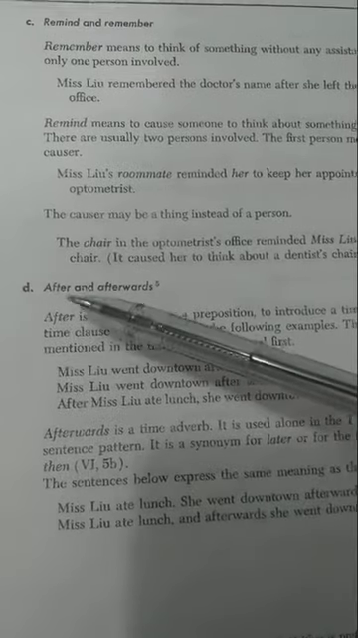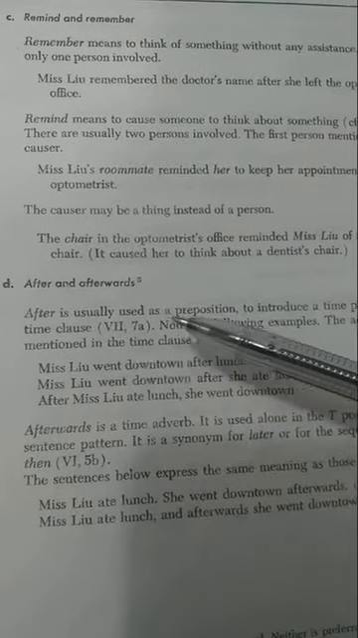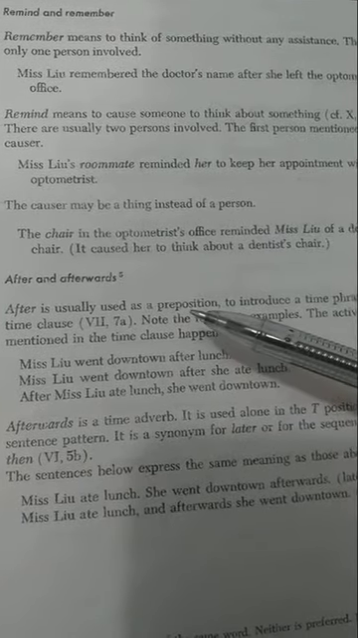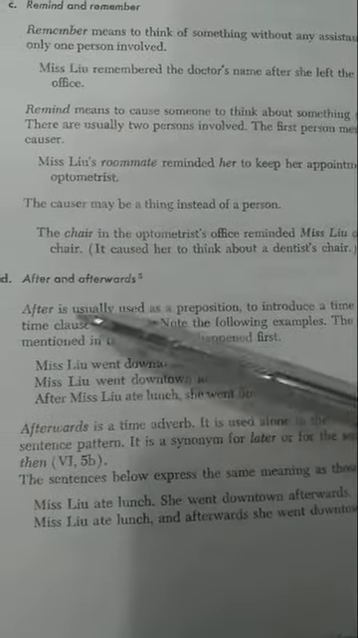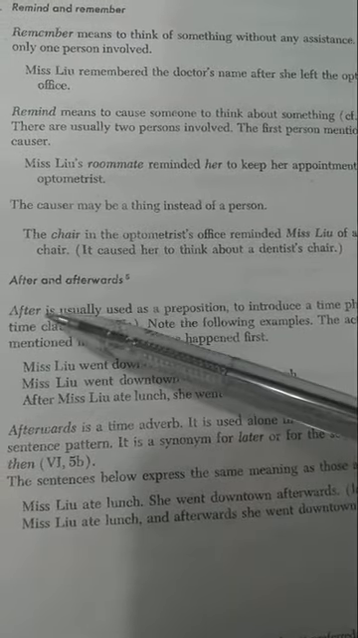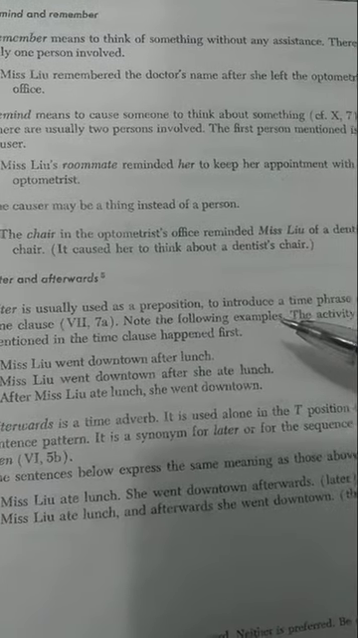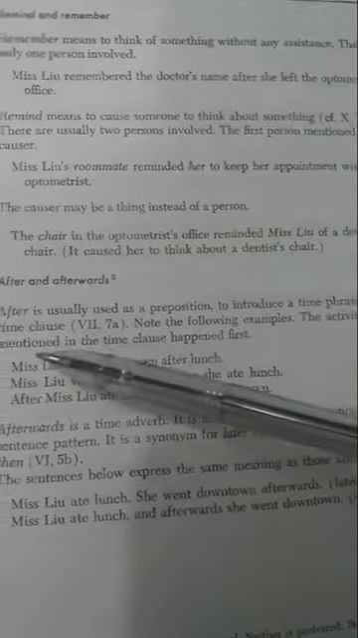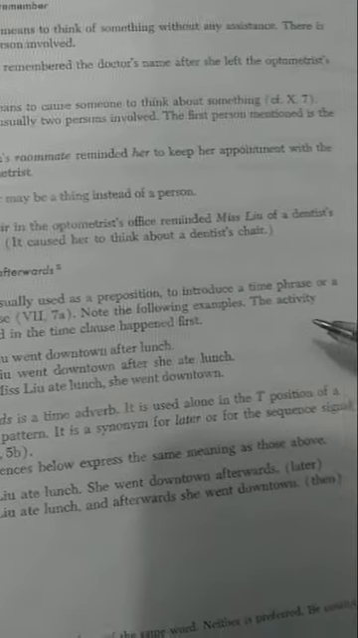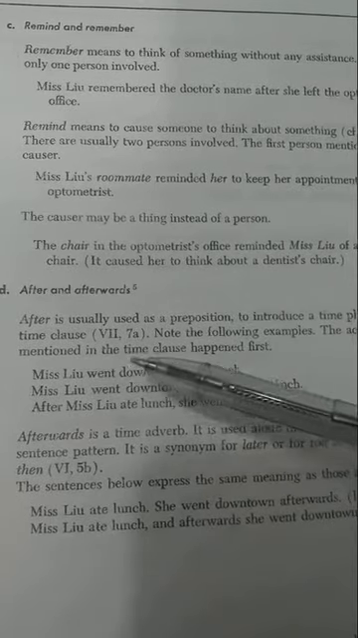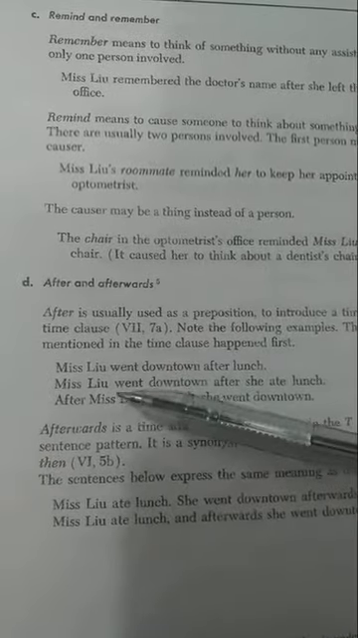Now let's examine after and afterwards. After is usually used as a preposition. So it is a preposition to introduce a time phrase or a time clause. So after is a preposition that is used to indicate a time phrase or a time clause. Note the following examples. The activity mentioned in the time clause happened first. Okay, now let's examine these examples.